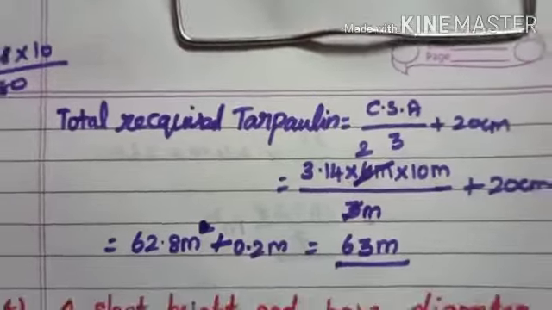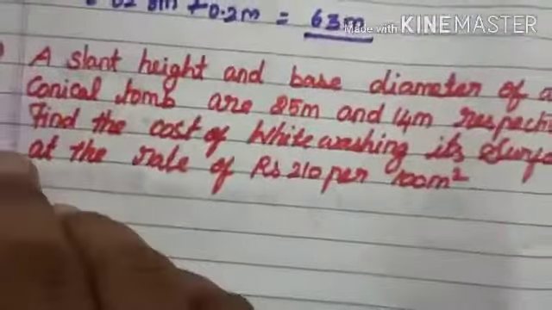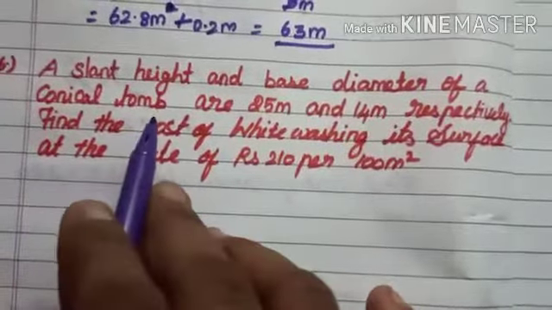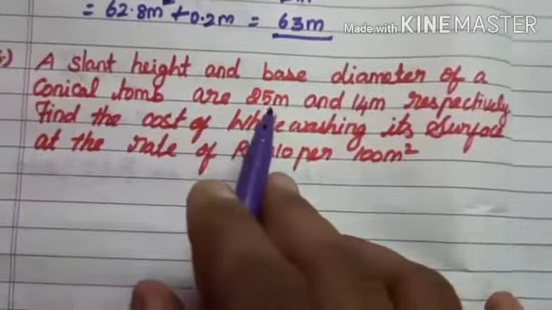Next we move on to question number 6. The slant height and base diameter of a conical tomb are 25 meter and 14 meter.